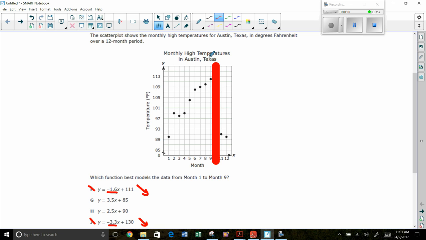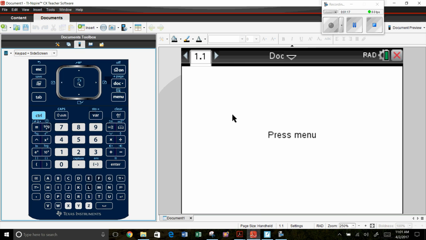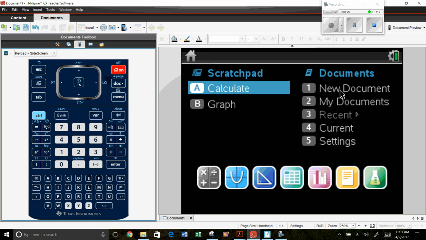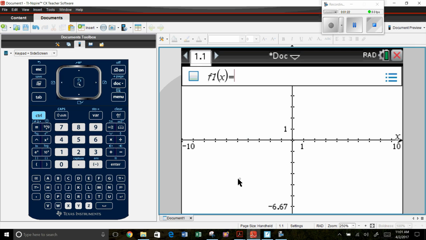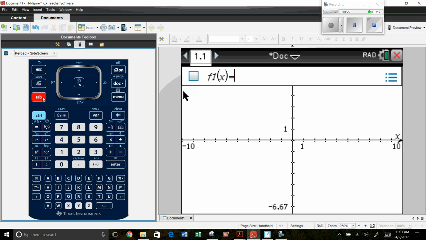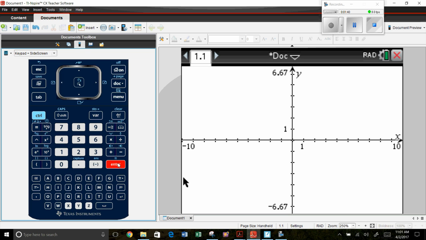So we'll go ahead and graph those two equations so we can get some points for our graph. Let's go to our calculator. We want to go into the regular graph, and here we're going to type in the first equation. Letter G is 3.5x plus 85. Enter. We don't see anything, but that's fine, as long as we can get information off of our table.